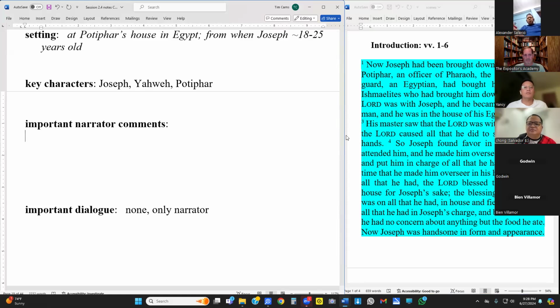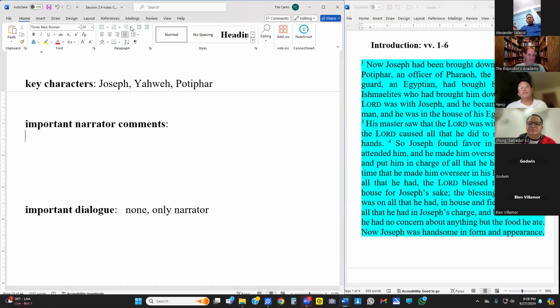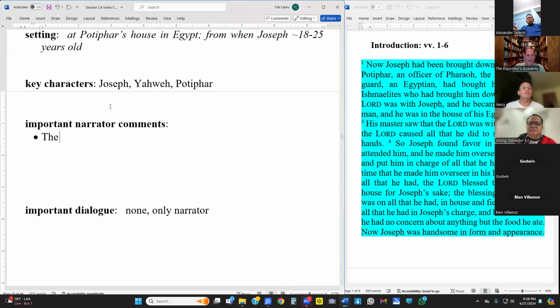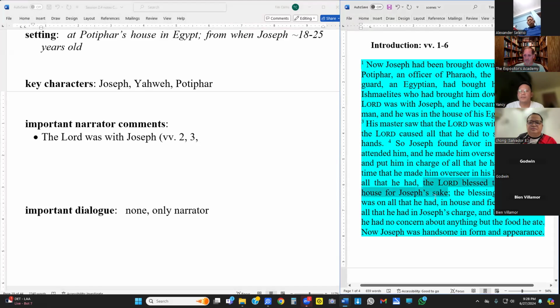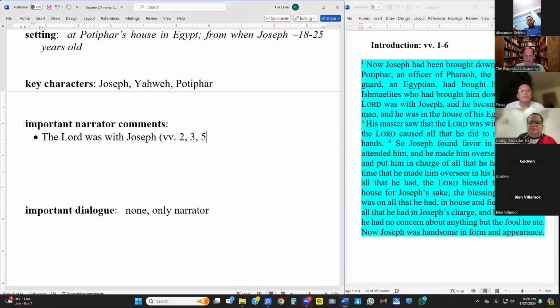The Lord was with Joseph. Yeah, that's very significant. The Lord was with Joseph. This is something he was going to repeat later in the story, right? We see this in verse 2 and verse 3, right? And then even verse 5 says the Lord blessed the Egyptian's house for Joseph's sake. So that's really saying the same kind of thing. So that's definitely being emphasized here.